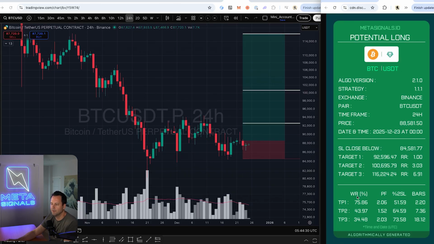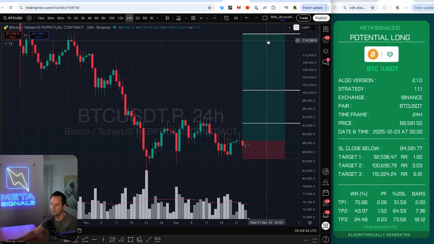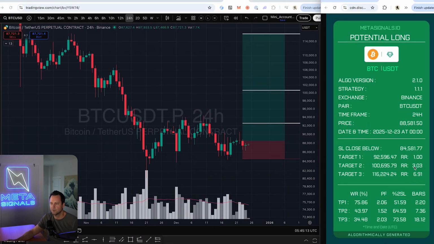Then at the bottom here, we have win rate, profit factor, percent to stop loss, and bars. Win rate correlates with each take profit level. So historically, the TP1 level in this setup is hit 75% of the time. Going for TP2, now you've reduced your win rate historically to 43%. And TP3, you've reduced it to 34%. Of course, at TP2, for example, even though you're only winning historically 43% of the time, your risk-reward ratio is increasing to over 3. So it's actually more profitable to go for TP2 over the long run than to go for TP1, even though TP1 has the higher win rate.